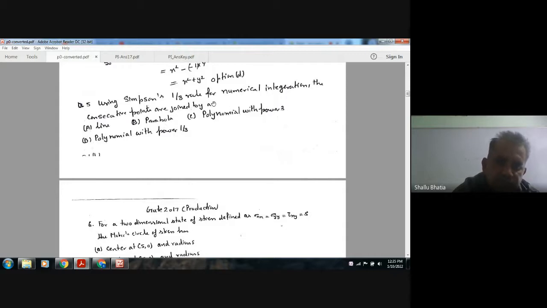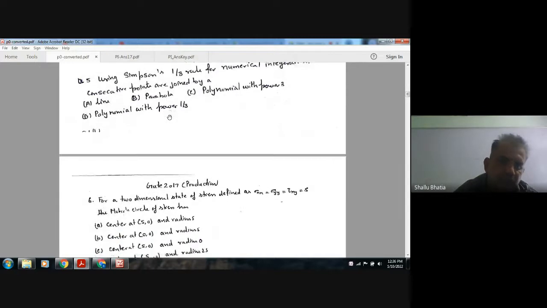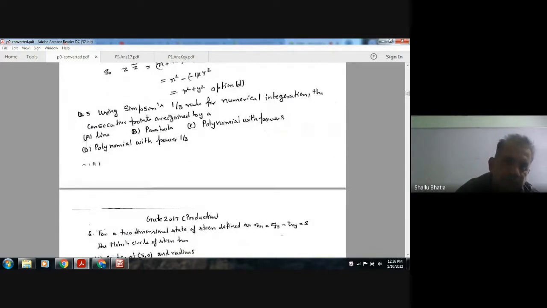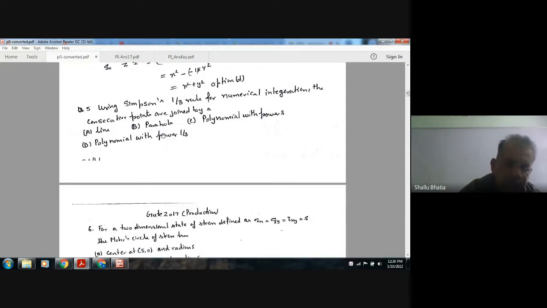Next. Using Simpson's one-third rule for numerical integration, the consecutive points are joined by: option A line, B parabola, C polynomial with power 3, D polynomial with power 1 by 3. So the answer is parabola, because you can check this from the book also. Okay, so this is a theory based question, and Simpson's rule fits a parabola.